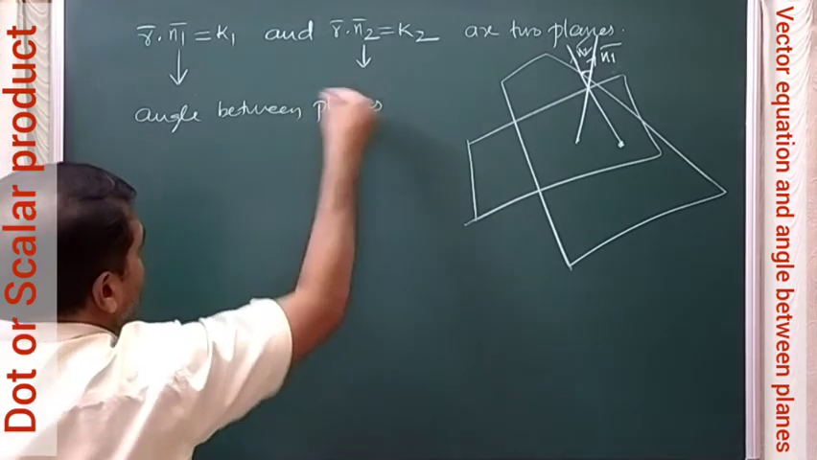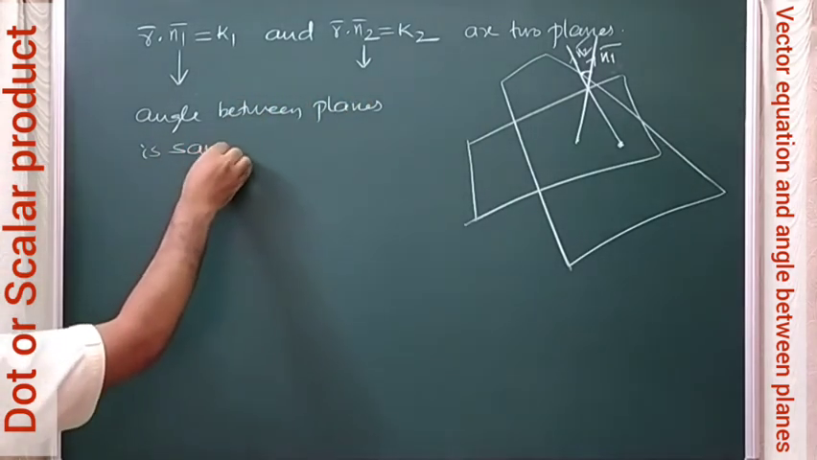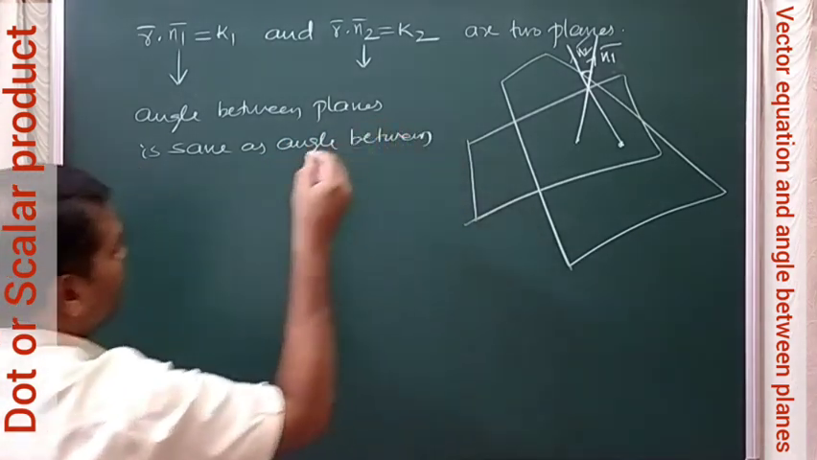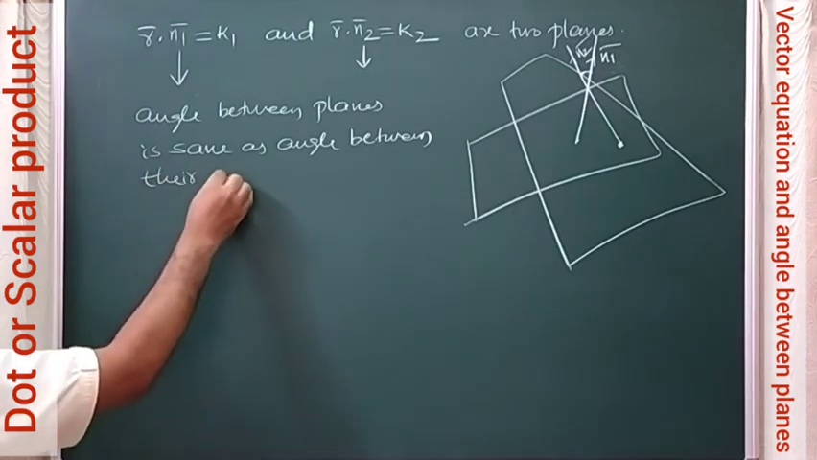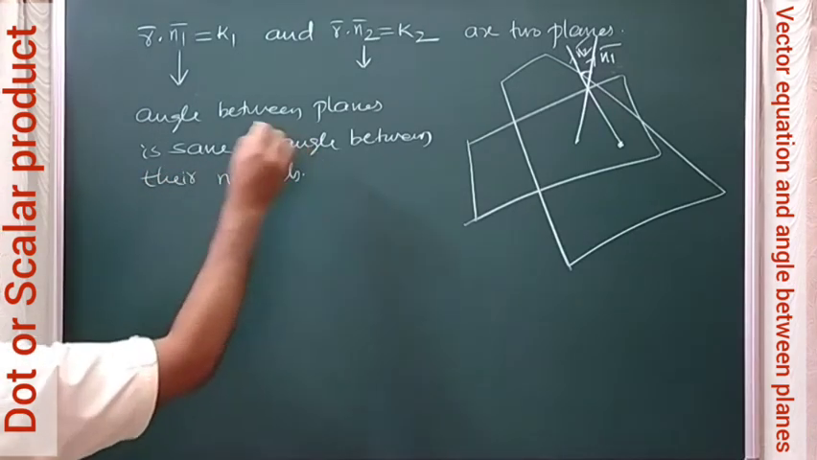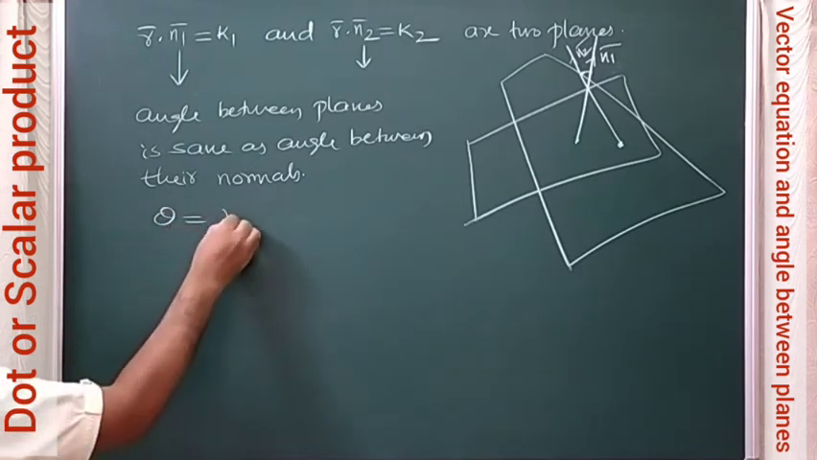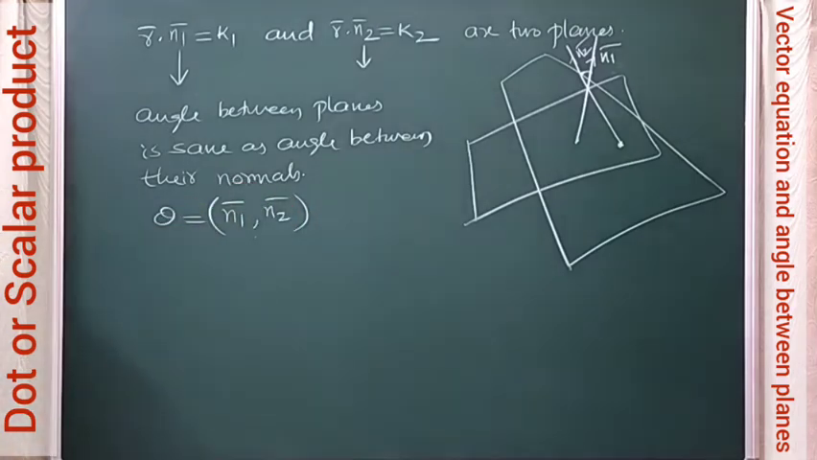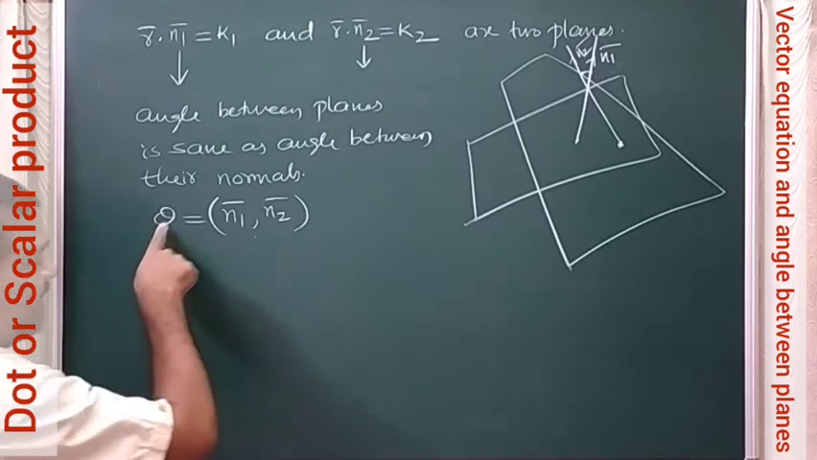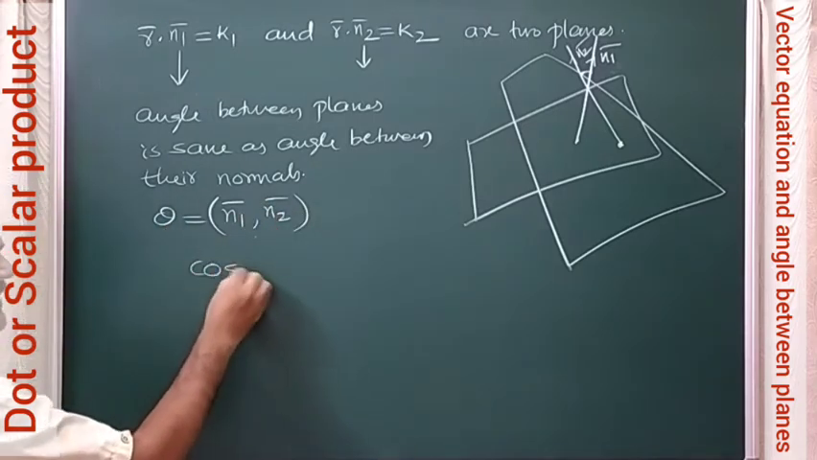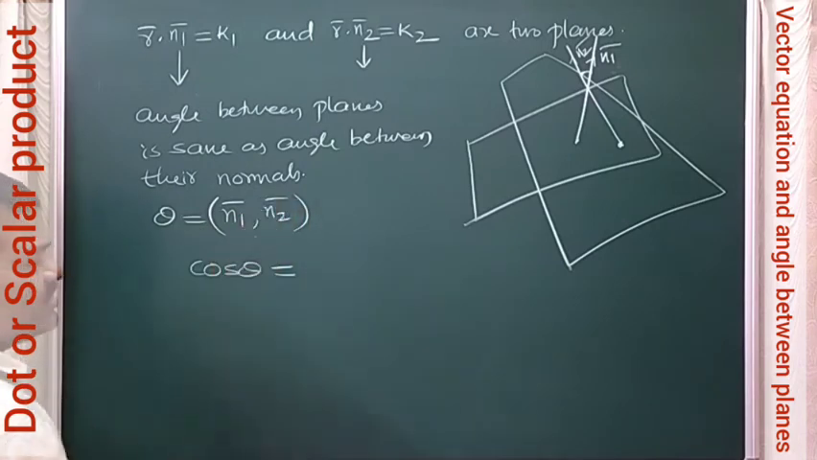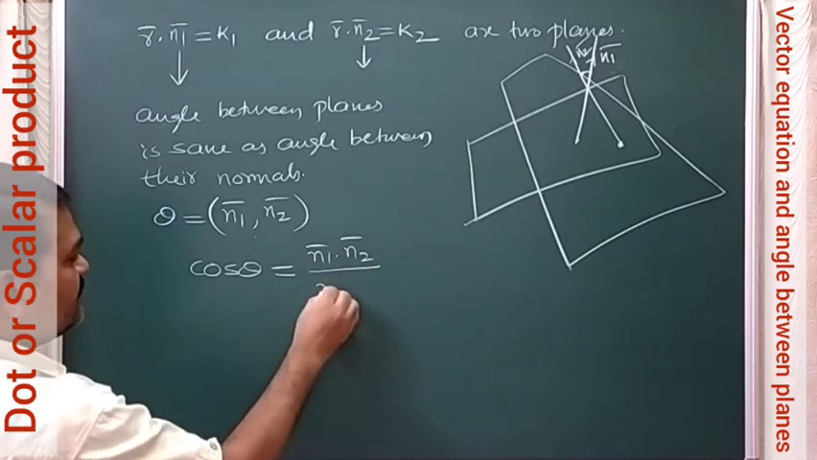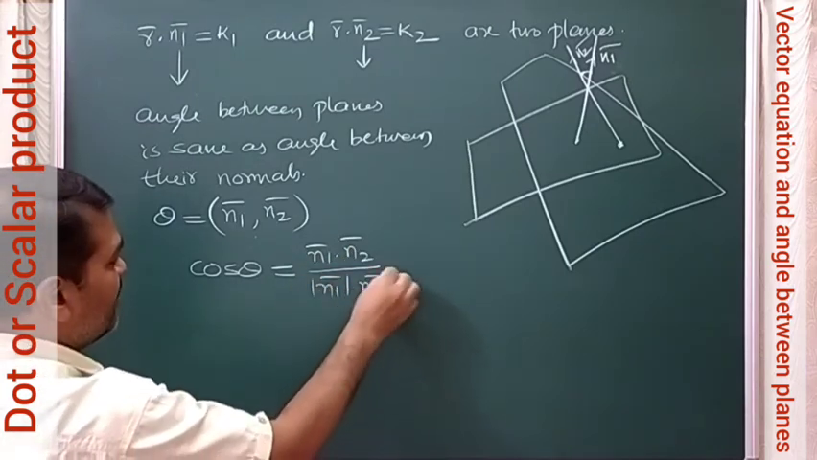Angle between planes is same as angle between their normals. Okay, so for example, if theta is the angle between n1 bar, n2 bar, how can you find theta? If theta is the angle between these two, you can use cos theta formula to find the angle between these two. What is cos theta formula? n1 bar dot n2 bar by modulus of n1 bar modulus of n2 bar.